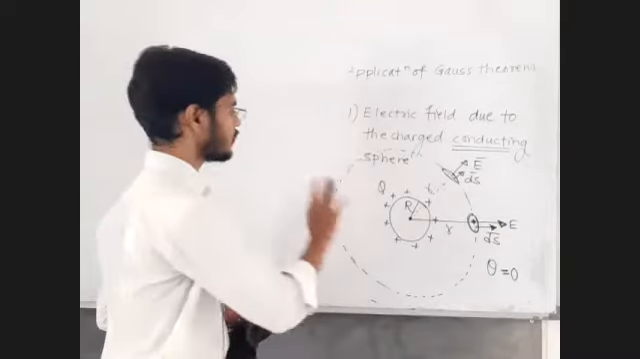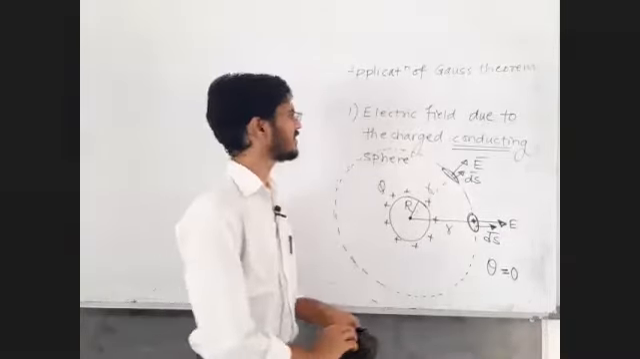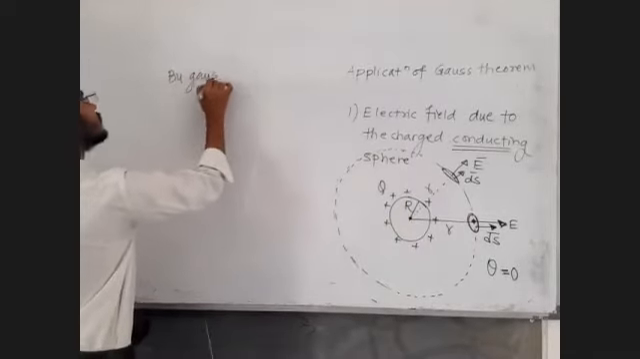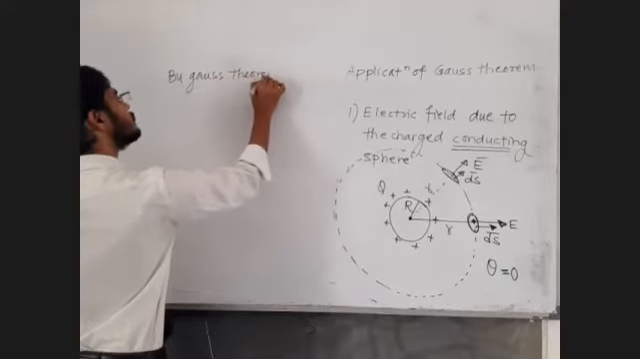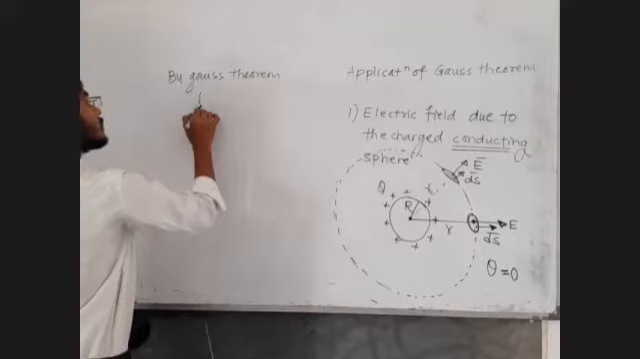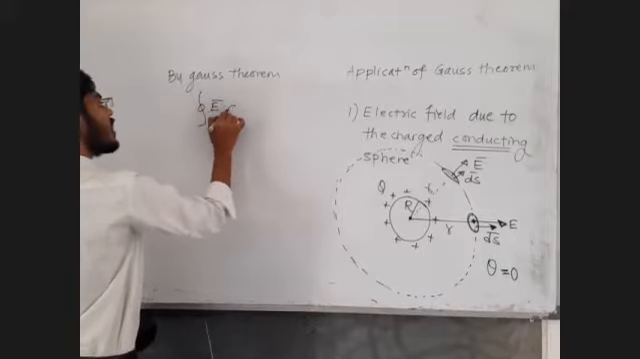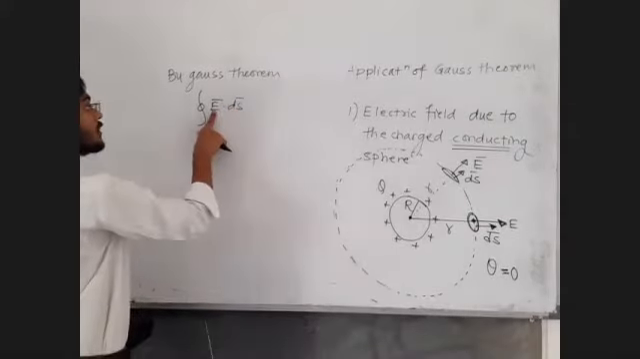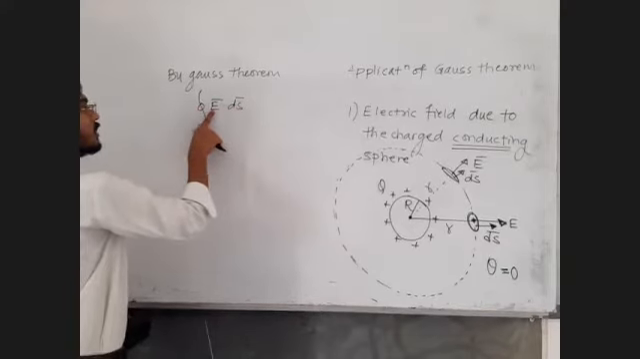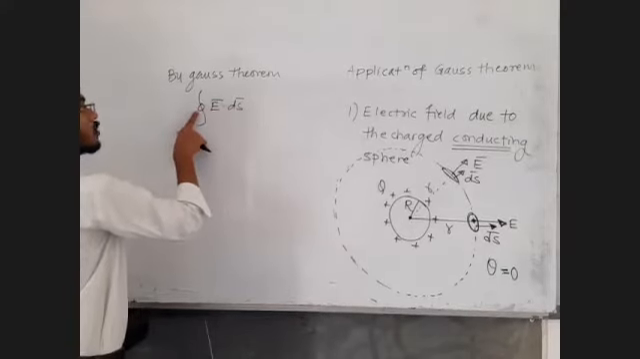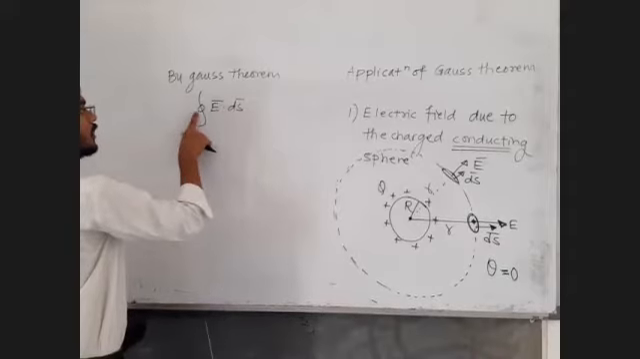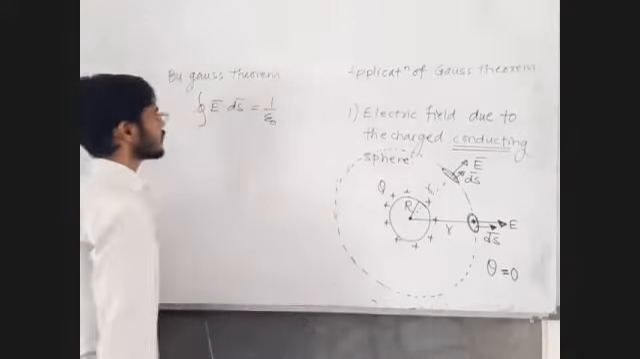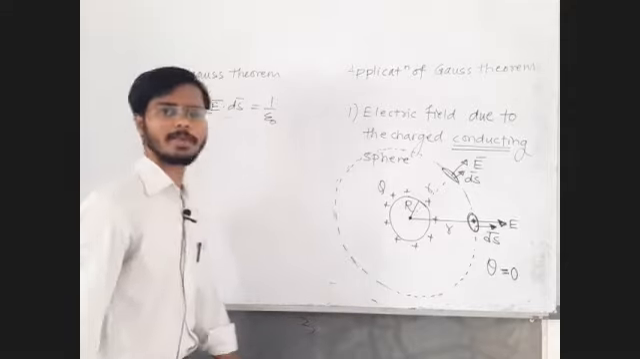Okay, sir. Now, after doing this, let us try to use the Gauss theorem. Write down: by Gauss theorem, the closed integral of E dot dS. They wrote it as the surface integral of the electric field over any closed surface. The surface integral of the electric field over any closed surface is equal to 1 upon epsilon 0 times, that is, multiplied by, the charge enclosed by the Gaussian surface.